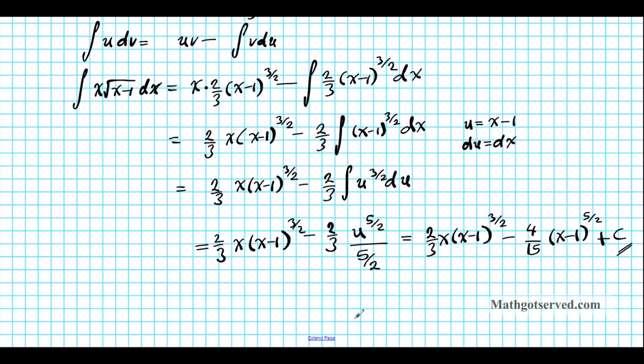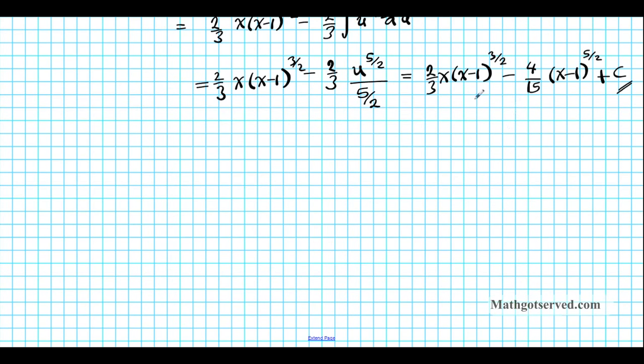make it look pretty. So let's go ahead and simplify this. I'm just going to use some algebraic steps to condense this expression. All right. So I can write this expression as 2/3 x times x minus 1 to the 3/2 minus 4/15, 4 over 15. And then I can break this up into x minus 1 to the 3/2 times x minus 1 to the 2 over 2, which is just 1. Okay, so to the 1, plus c.